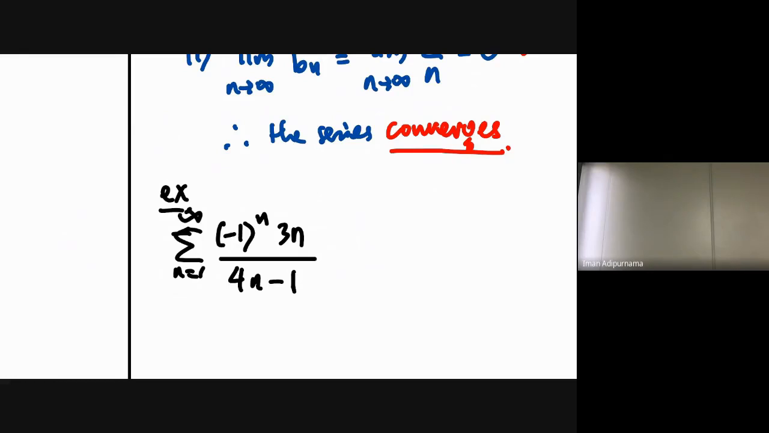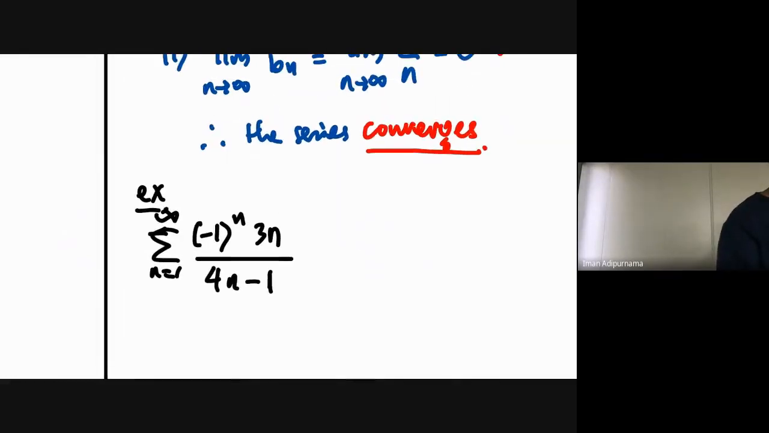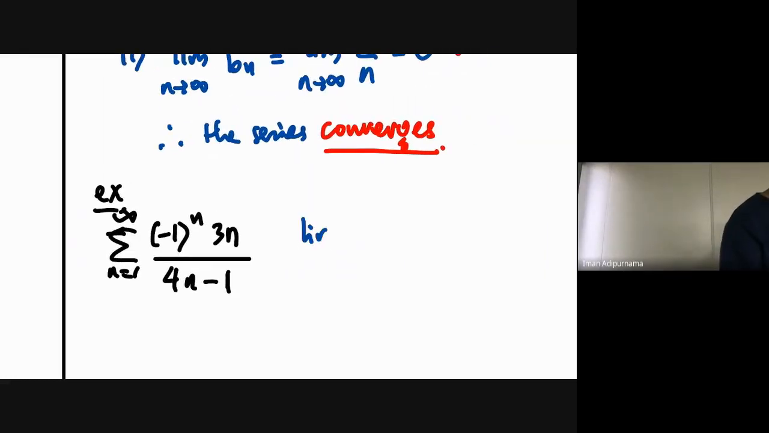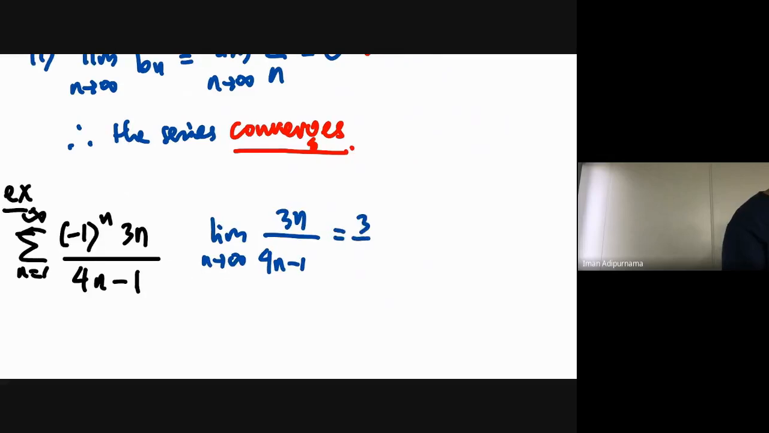Okay. So whenever you find a series, you can just always use the divergence test. Okay. And it's also included in this alternating series. You need to check the divergence test. So because the limit is 3 over 4 and it's not equal to 0, the series is divergent.